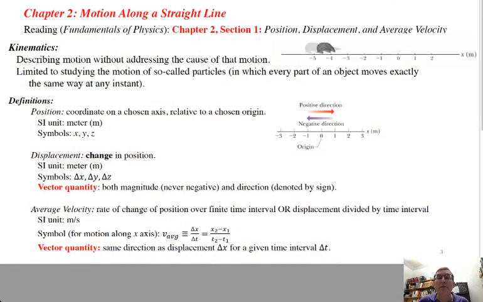So this is video lecture 2.1, where we begin our study of motion along a straight line. So let me go to my first slide. Chapter 2, motion along a straight line.